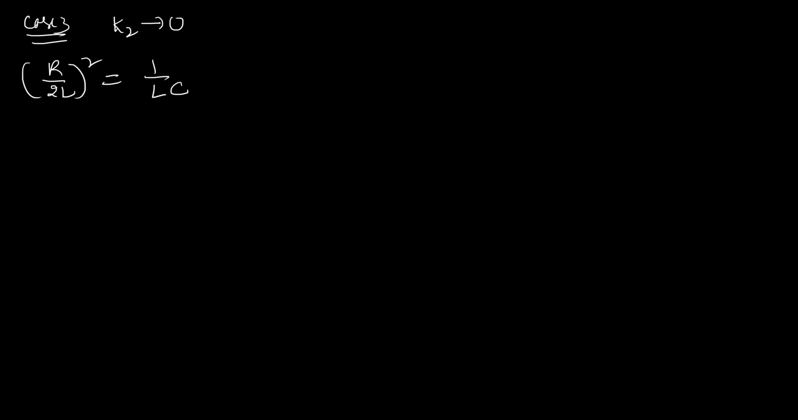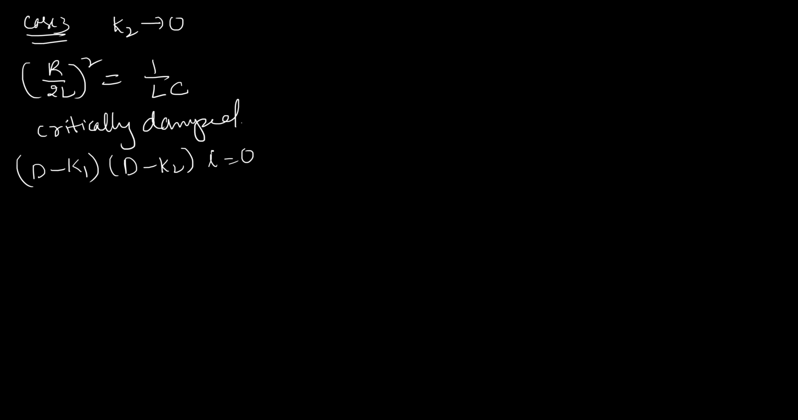Okay, so then what happens with the roots? The roots are simply only K1 because K2 is 0. So that's why you'll be having only K1. So the response will be a critically damped response you may get. Okay, so this is the critically damped response case. Now the equation can be written as (D minus K1) because K2 is 0, next (D minus K1) into I equal to 0.